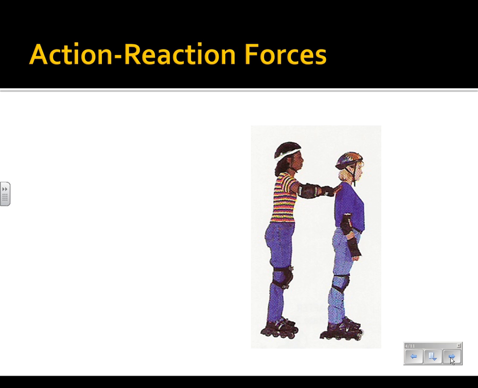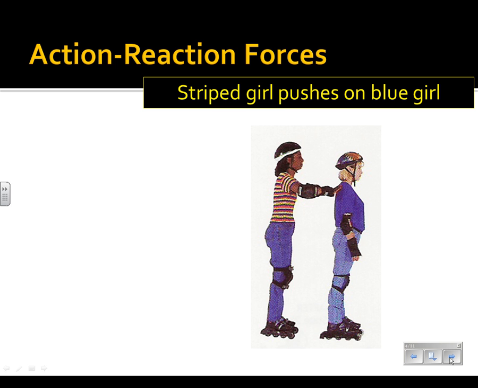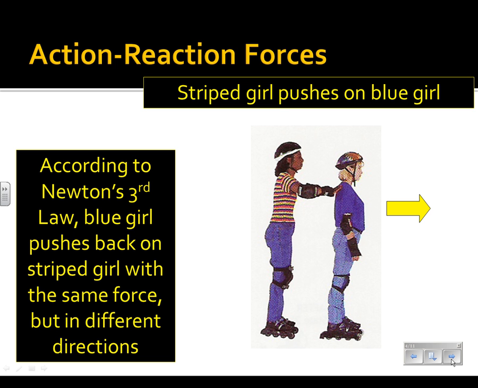striped girl, blue girl, there they are. So, striped girl pushes on blue girl. There it is. Blue girl is facing the other direction. But Newton's third law says that if striped girl pushes on blue girl, what automatically has to happen? Blue girl pushes back on striped girl. Same magnitude, different direction. Like that. Does that make sense?